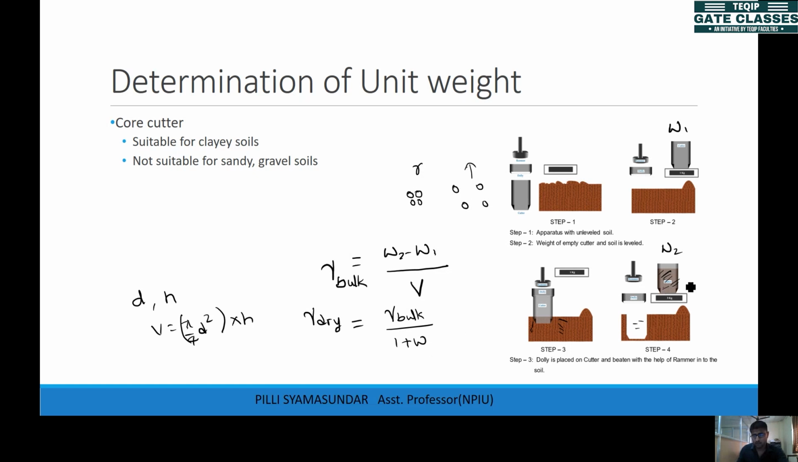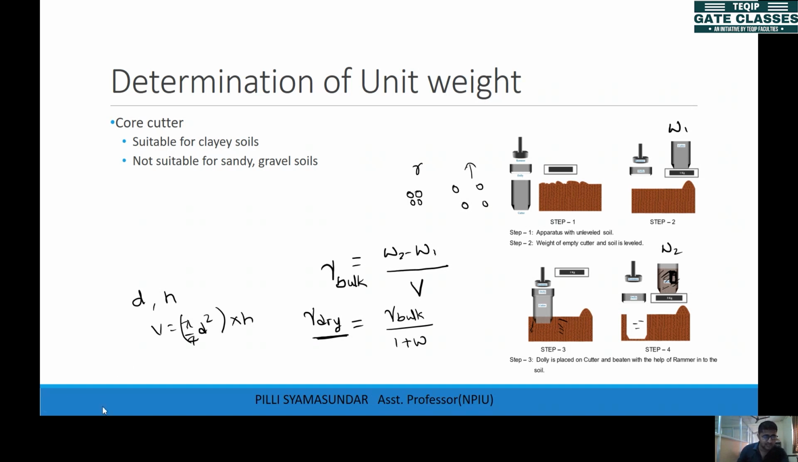How? Now you have a soil inside this core cutter, right? So you take a small part of the soil, and you use that soil for water content measurement. You keep it in the oven, you dry it, and you find out the dry weight. So that is the process of measuring water content, and that will give you gamma dry. This you report as the result of this core cutter. Fine. So this is how we do the core cutter method.